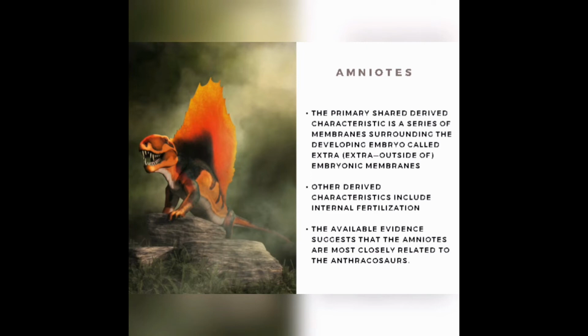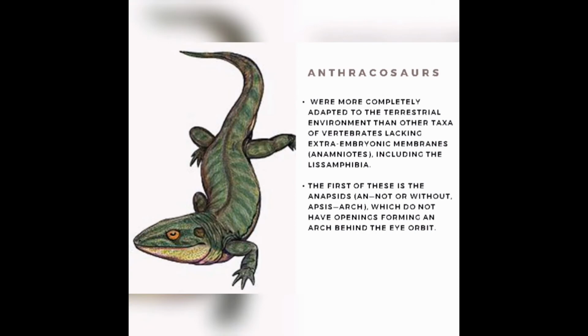Ventilation of lungs by negative pressure formed by the contraction of rib muscles surrounding the thoracic cavity, and for some, posterior muscles such as the diaphragm, and thickened waterproof skin. The available evidence suggests that the amniotes are most closely related to the Anthracosaurus. Anthracosaurus were more completely adapted to the terrestrial environment than other taxa of vertebrates lacking extraembryonic membranes, including the Amphibia.